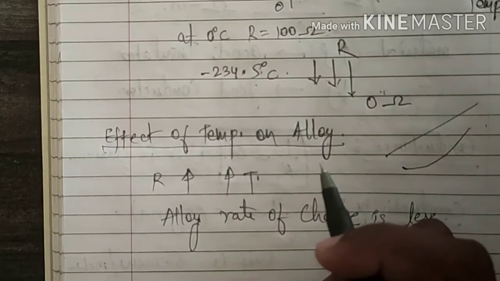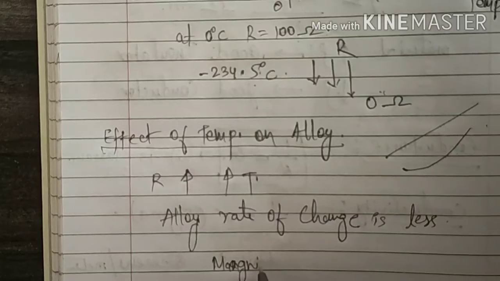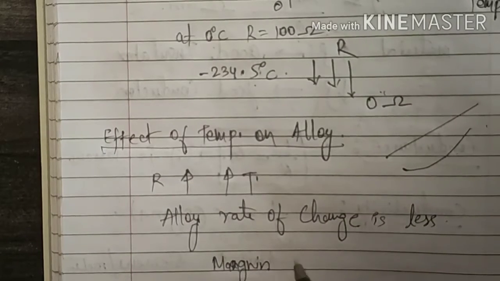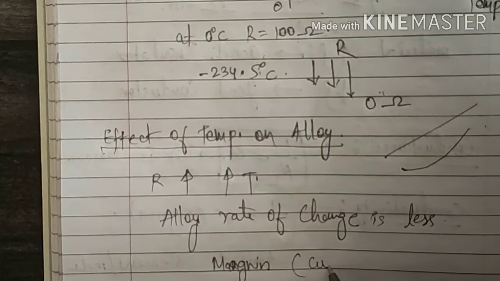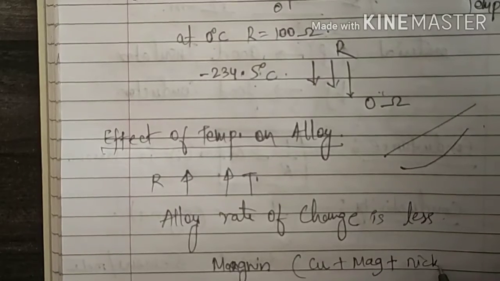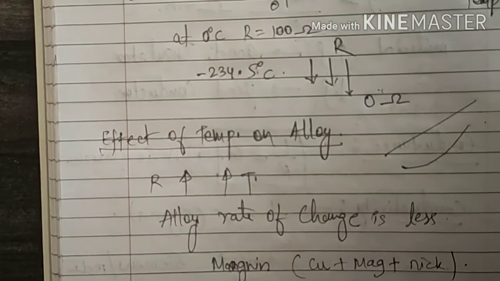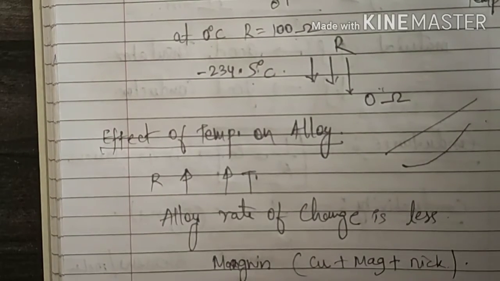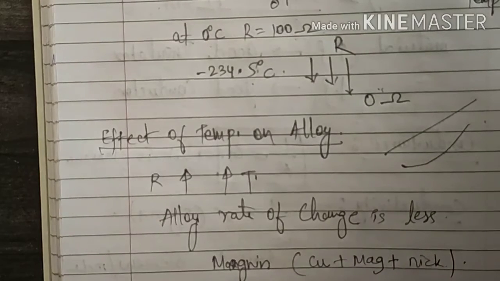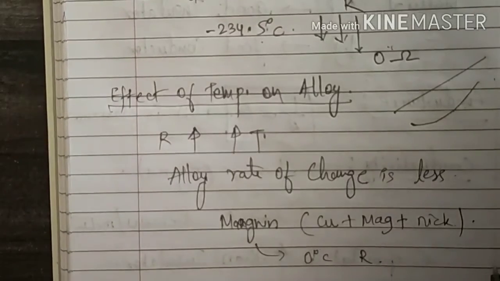For example, manganin, which is the combination of copper plus manganese plus nickel. So it is a combination of these. Its temperature coefficient is almost 0. Means the resistance value does not change very rapidly. So this is how the alloy behaves.